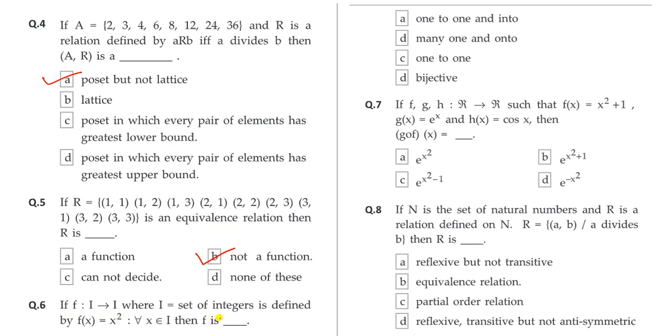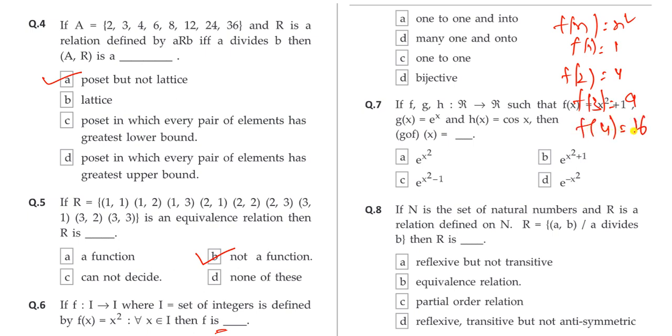And if I to I, where I is the set of integers, defined f of x equal to x square, x belongs to I, then f is one to one, onto, many one and onto, or one to one bijective. Now simple, here f of x equals x square. Let us take f of 1 equal to 1, f of 2 equal to 4, f of 3 equal to 3 square means 9, f of 4 equal to 4 square means 16. So draw the diagram here, 1 2 3 4, 1 2 3 4. So 1 to 1, 2 to 4, 3 to 9 and 4 to 16.